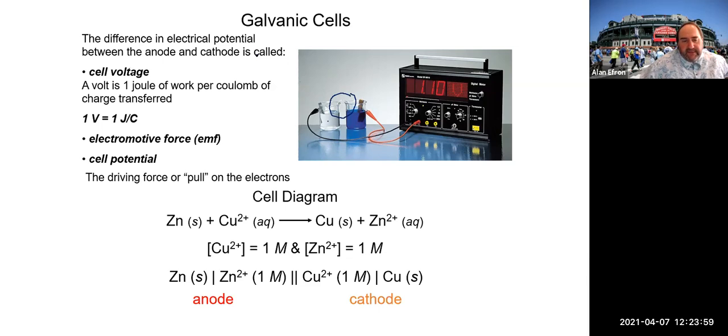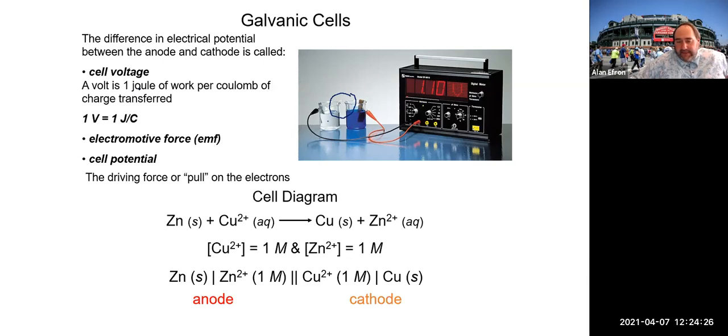Now, the difference in electrical potential between the anode and the cathode is sometimes referred to as the cell voltage. A volt is basically 1 joule of work per coulomb of charge transferred. Coulomb is a C, it's a unit of electrical charge. 1 volt is equal to 1 joule over coulomb. It is sometimes referred to as well as the electromotive force, the EMF, or the cell potential.